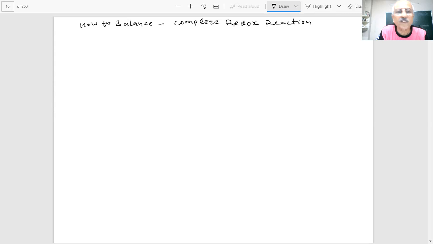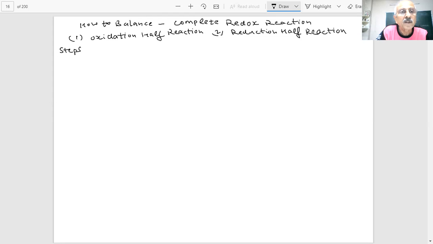Every redox reaction has two half reactions. In every redox reaction there is an oxidation half reaction and a reduction half reaction. What will we do then? We will balance each one of them. The steps are: you balance each one of them, both separately. You can do it.